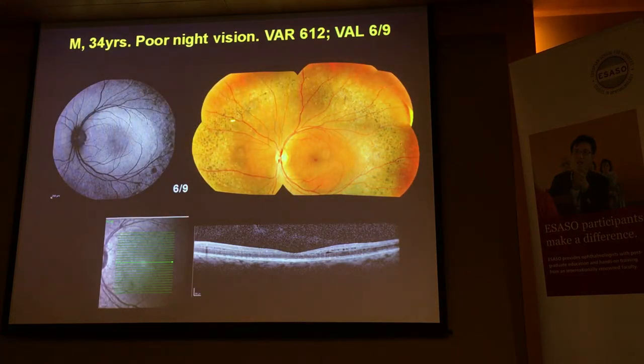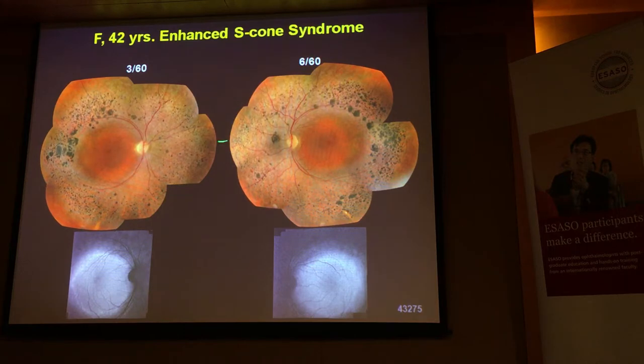And again, they're nummular lesions. They're not bone spicules. They're nummular or coin-shaped lesions. Circular deposition at the level of the RPE. This is more distinctive. This is a sort of classic appearance. Preservation of fluorescence only in the central area here.